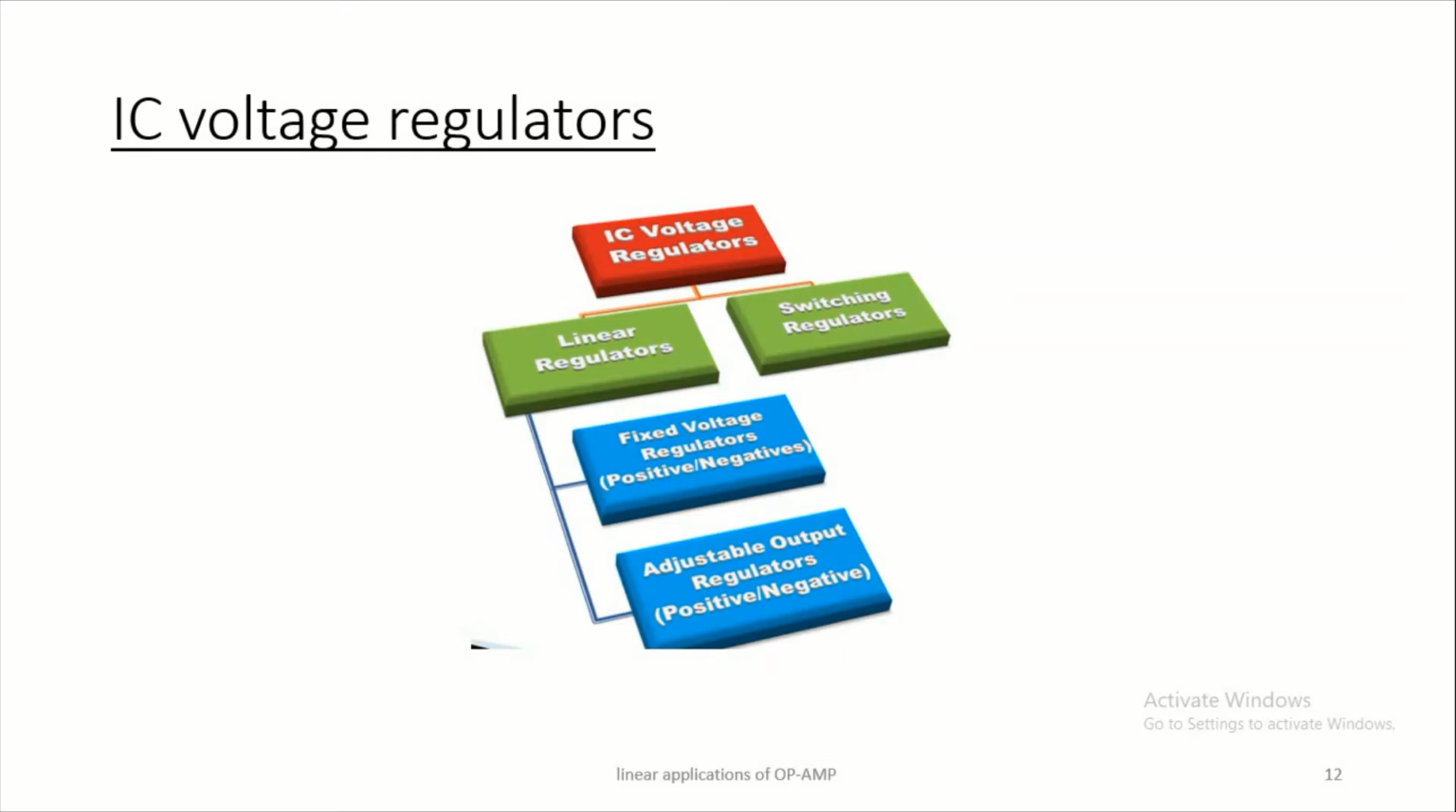Classification of the IC voltage regulator: mainly divided into two types, linear regulators and switching regulators. Linear regulators are further divided into two types: fixed voltage regulator, positive or negative, and adjustable output regulator, positive or negative. In a linear regulator a series pass transistor is used inside the IC. The impedance of this transistor is continuously changed to supply the desired load current. The series pass transistor always operates in its active region.